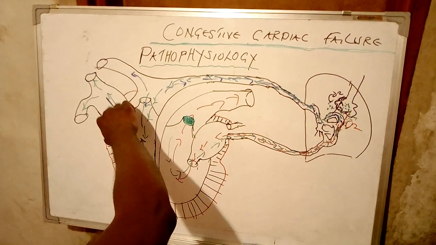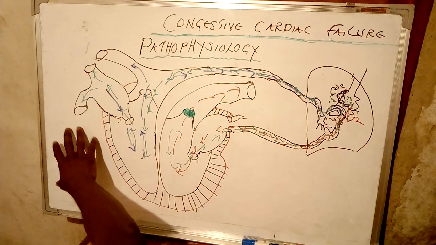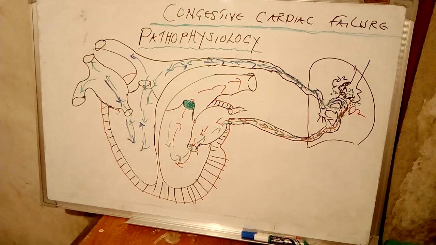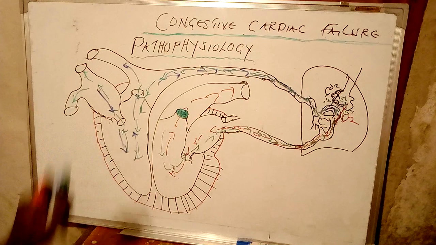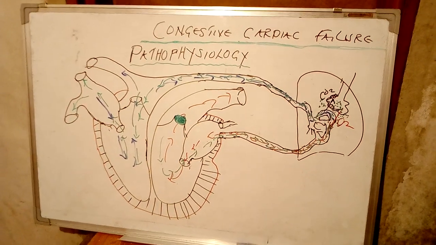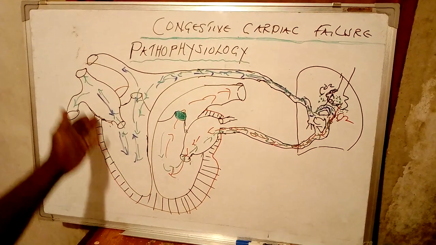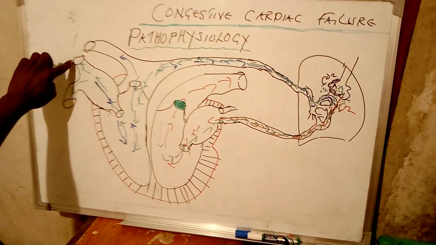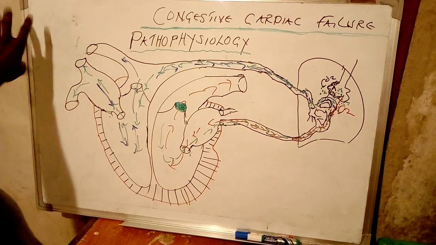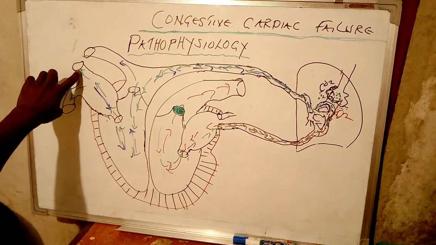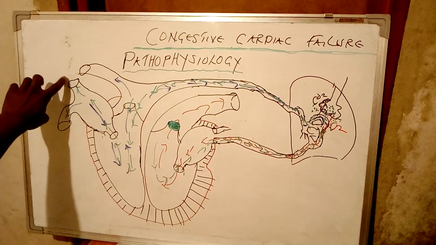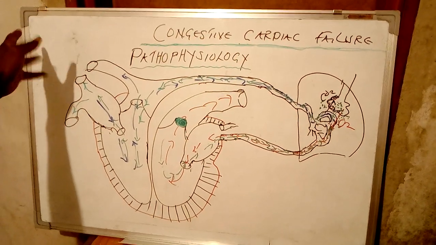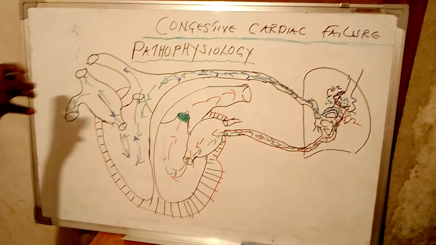And once blood starts going back into this right atrium, it will go back again into the superior vena cava and inferior vena cava and to the veins, okay? And that's why you are going to see that patients who have right-sided heart failure have distended jugular veins. Why? Because of backflow of blood to the veins, okay? As the blood goes back through the superior vena cava, it will reach the jugular vein, and the jugular vein of the patient is going to be distended.